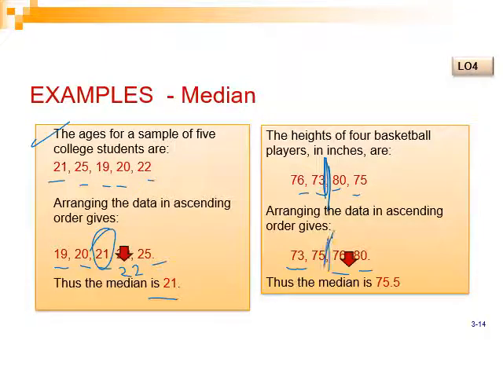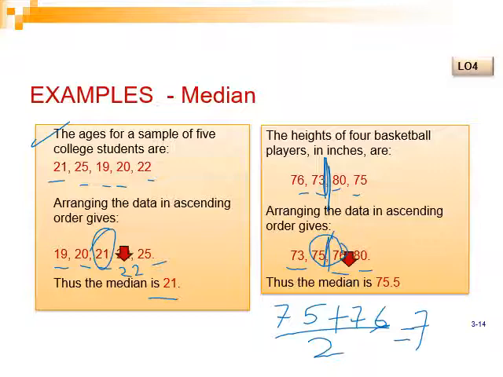But we don't have a midpoint here. What can we do? In this case, we add up the two values in the middle, which are 75 plus 76, and divide by 2. I mean, we get the mean of the two middle values, which equals 75.5. This is the median when the number of values is even, not odd.